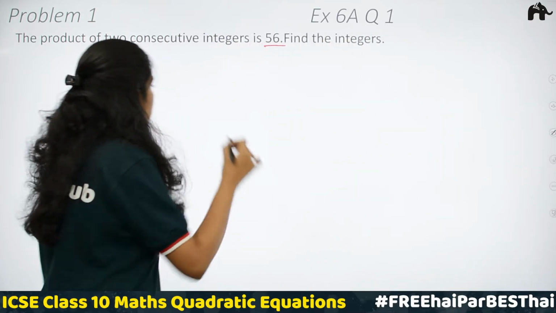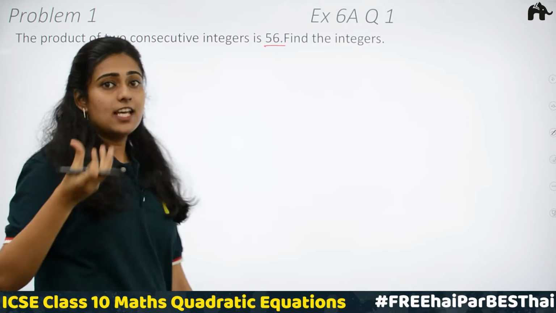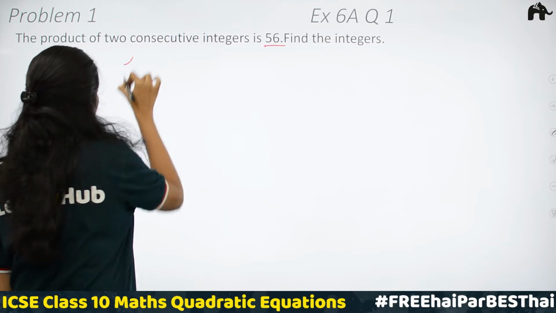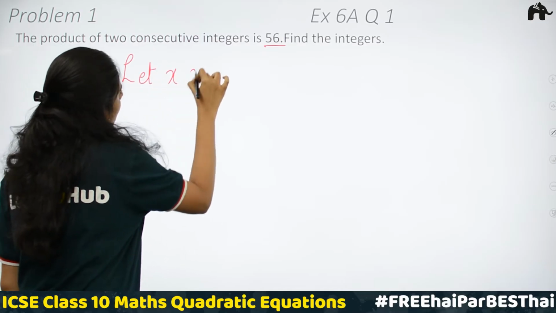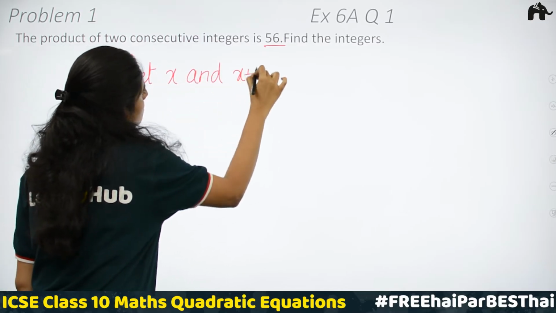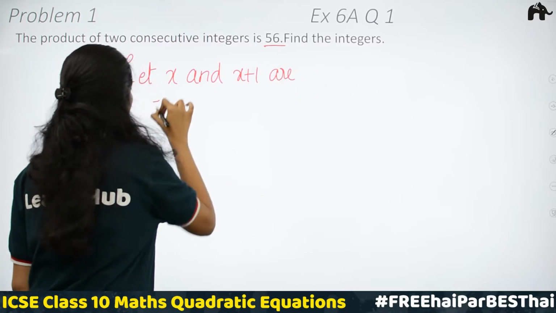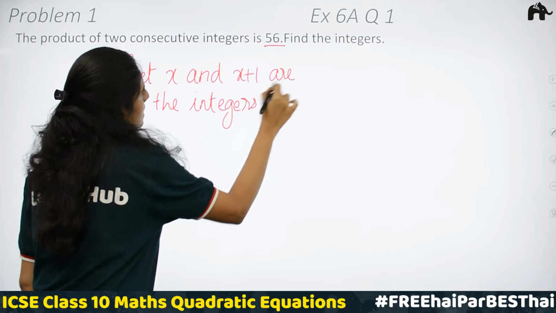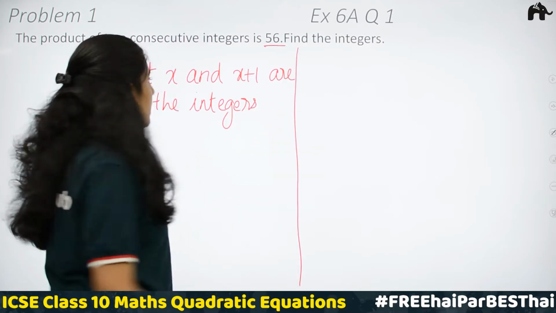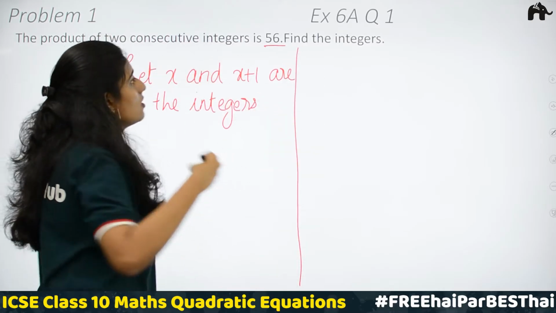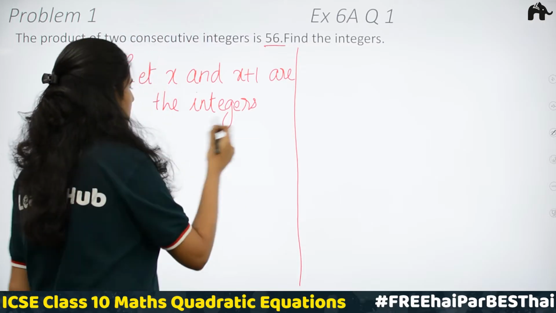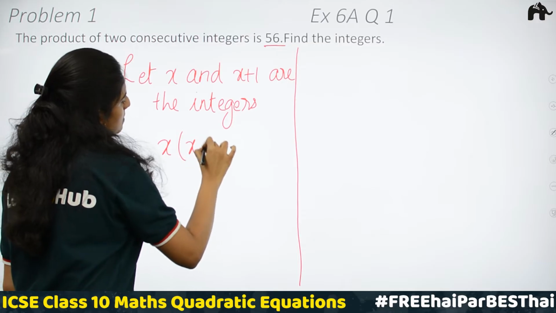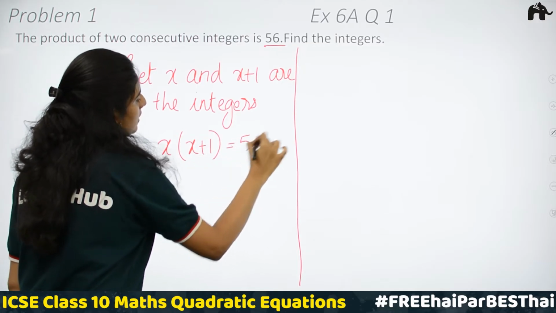Consecutive integers. If I am taking the first integer as x, then the very next integer is x plus 1. Let x and x plus 1 be the integers. Now, given that the product of two consecutive integers is 56, product means we have to multiply them. x into x plus 1 is equal to 56.